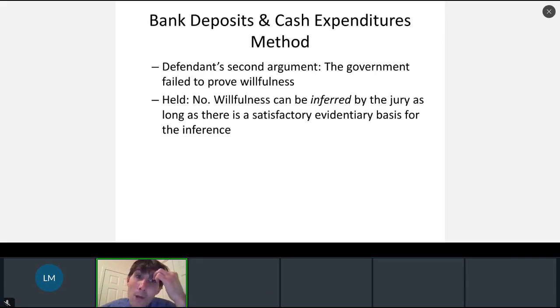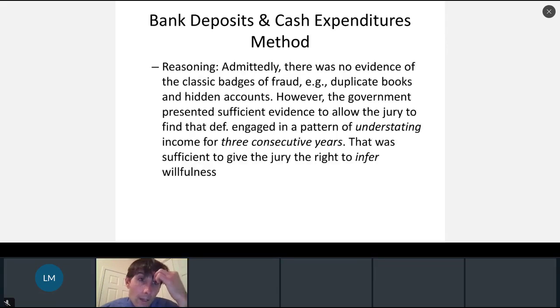The court there held no. Willfulness can be inferred by the jury as long as there was a satisfactory evidentiary basis for that inference. The reasoning here was there was no evidence of the classic badges of fraud like duplicate books and hidden accounts. However, the government presented sufficient evidence to allow the jury to find that the defendant engaged in a pattern of understating income for 3 consecutive years. That was sufficient to give the jury the right to infer willfulness.